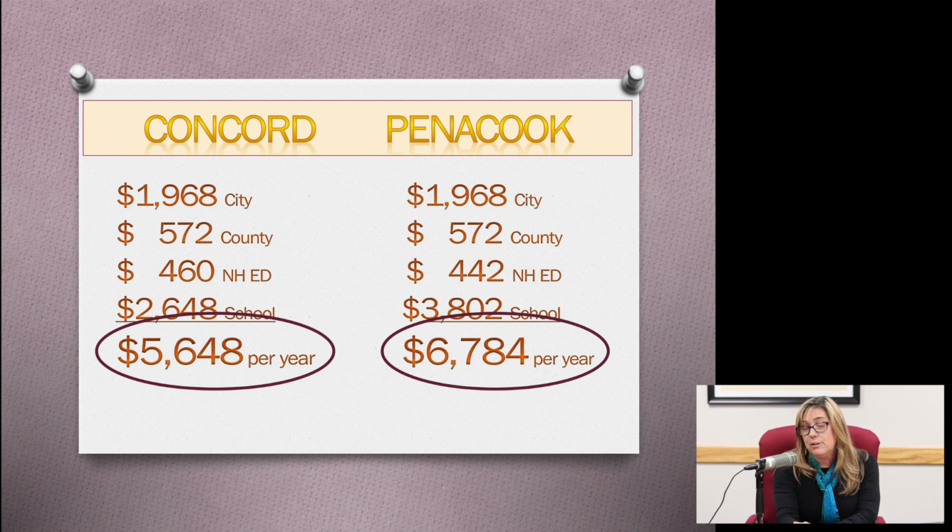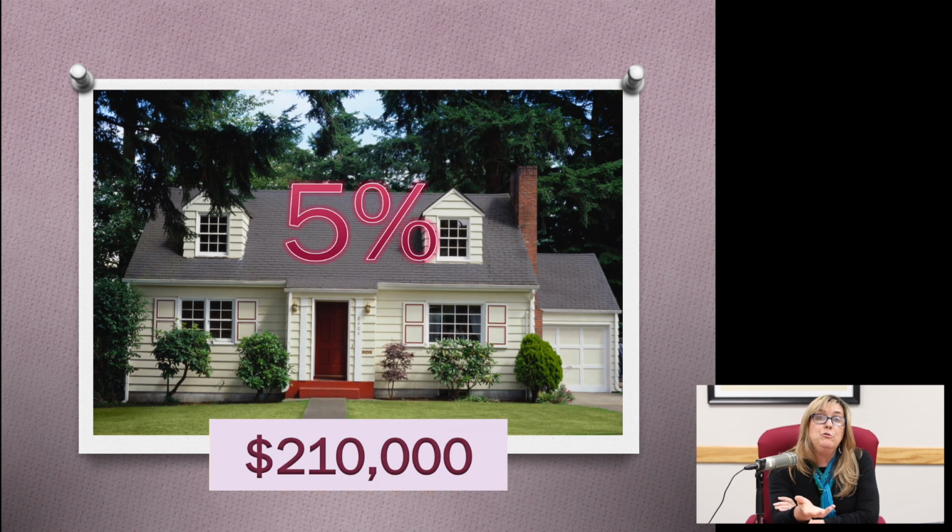For Penacook, a little bit different because the school district has a different tax rate. We still have our $1,968 for the city, $572 for the county, $442 for the state education tax, and then $3,802 for the Merrimack County school tax. That makes a tax rate for the year of $6,784 on a $200,000 house. I'm just going to circle these for you so you see the difference between living in Concord and living in Penacook.